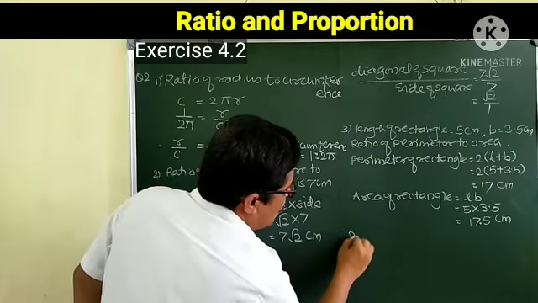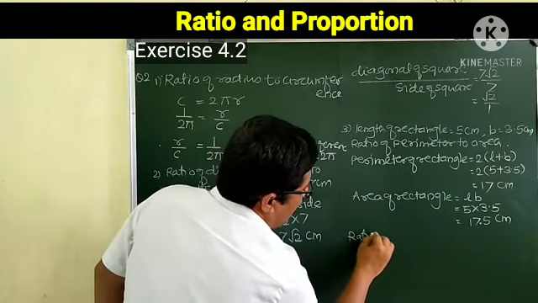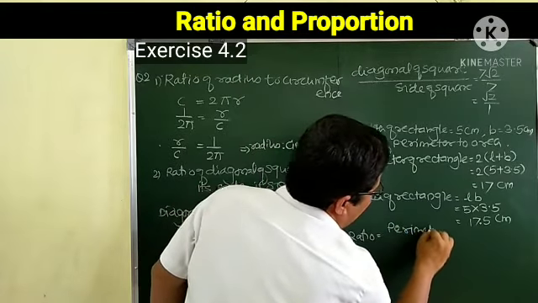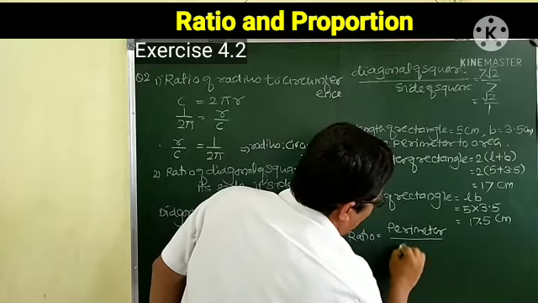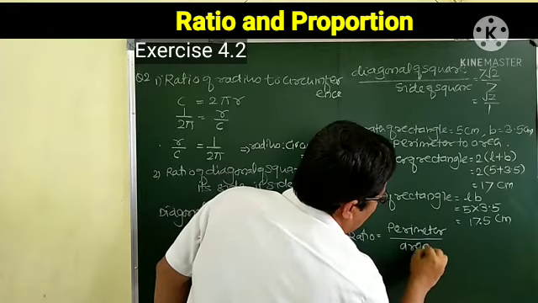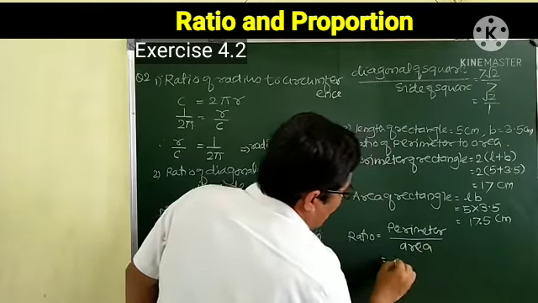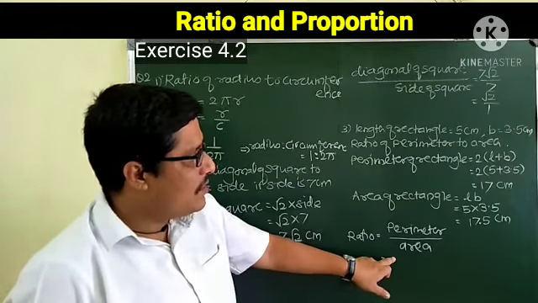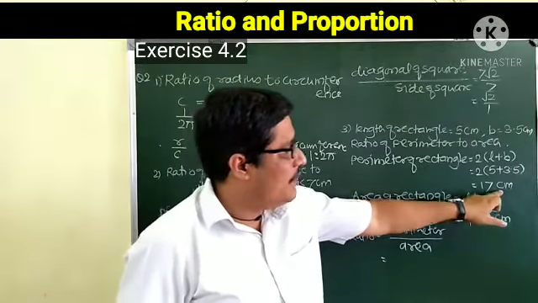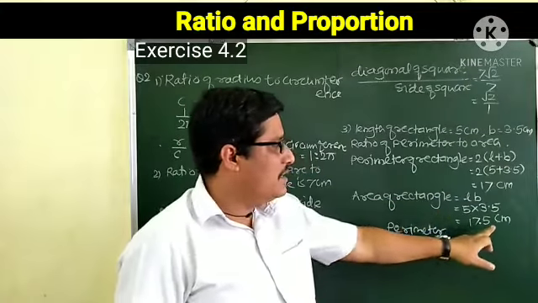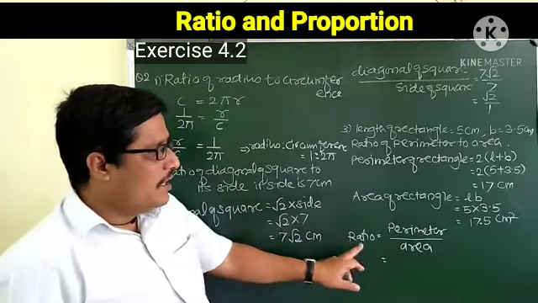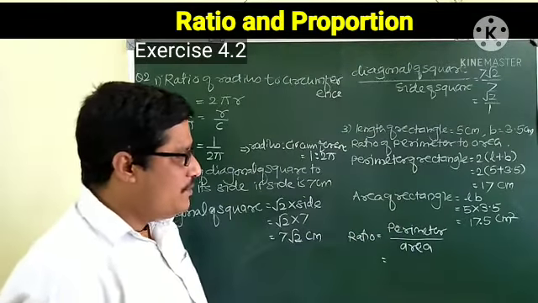Now ratio of perimeter to area. Actually this ratio cannot be done because here the perimeter is having the unit centimeter and area is having the unit square centimeter. Generally in ratio both the units must be same.